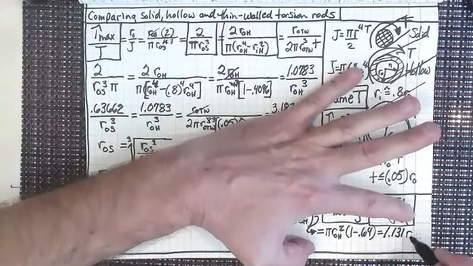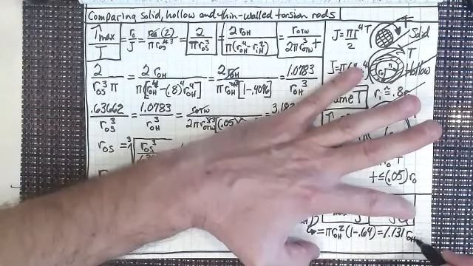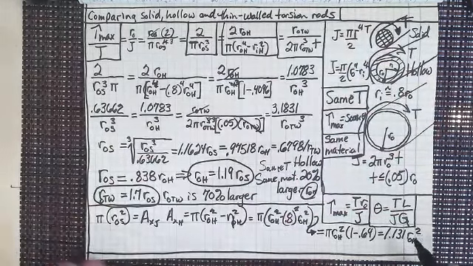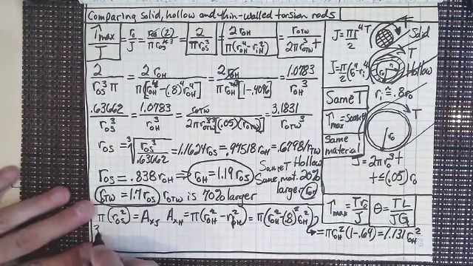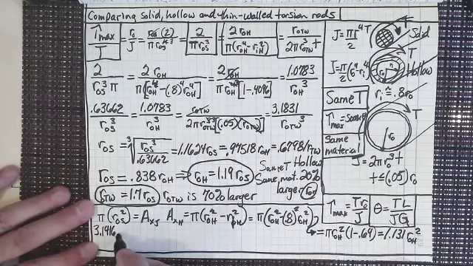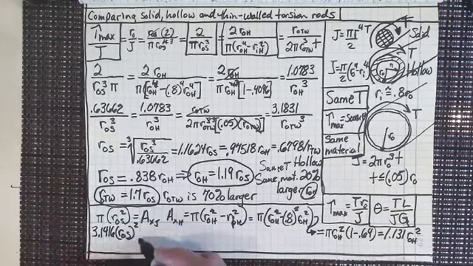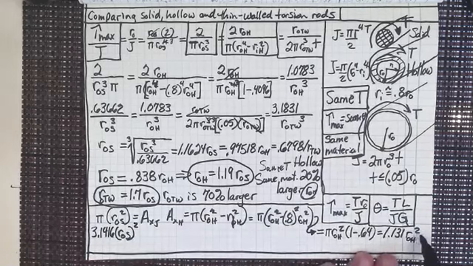1.131 r outer squared, and we want to equate that to 3.1416 r outer of the solid shaft squared, right? Because that represents the area for the solid shaft. This represents the area for the hollow shaft.